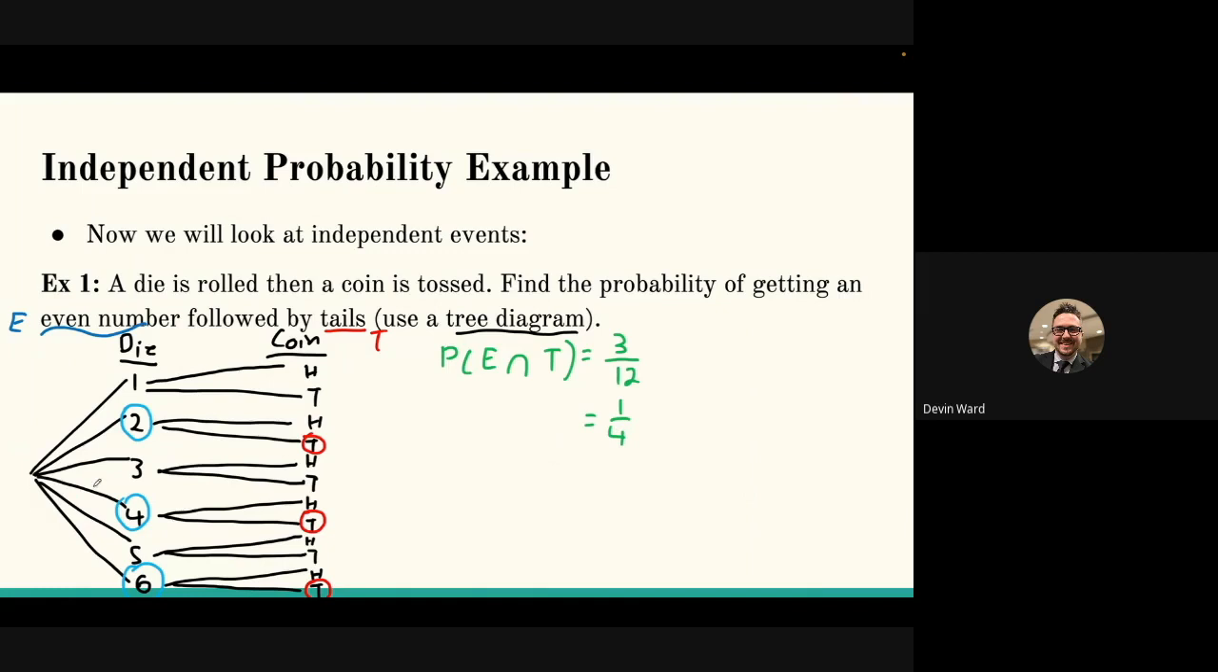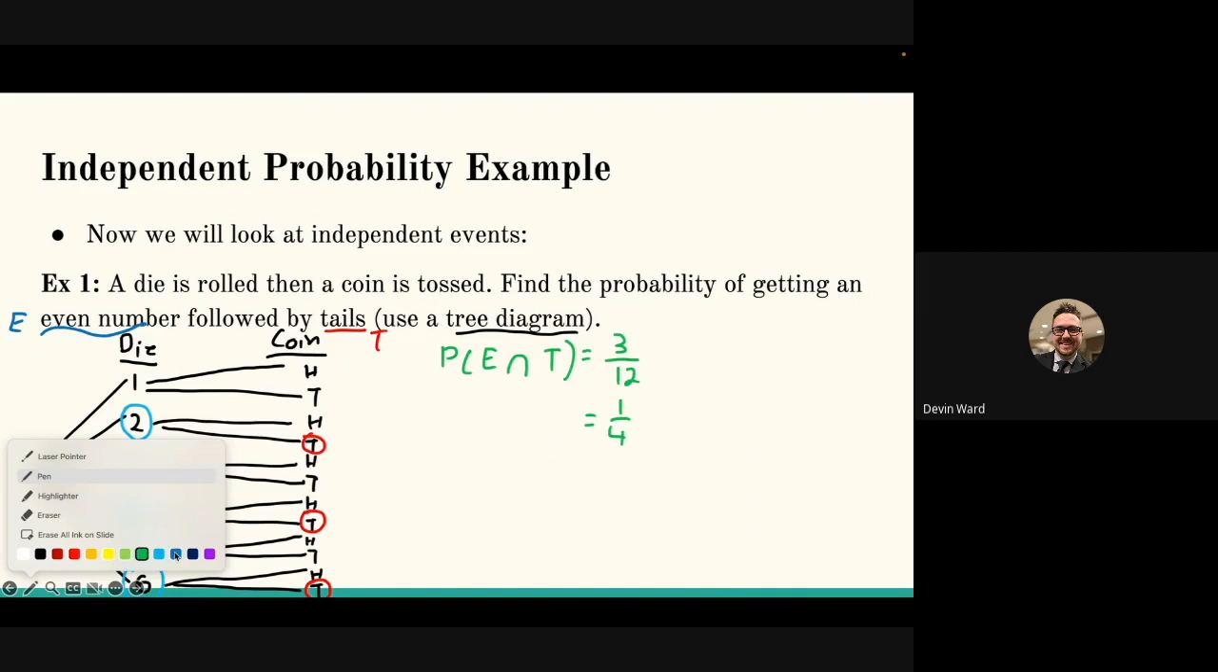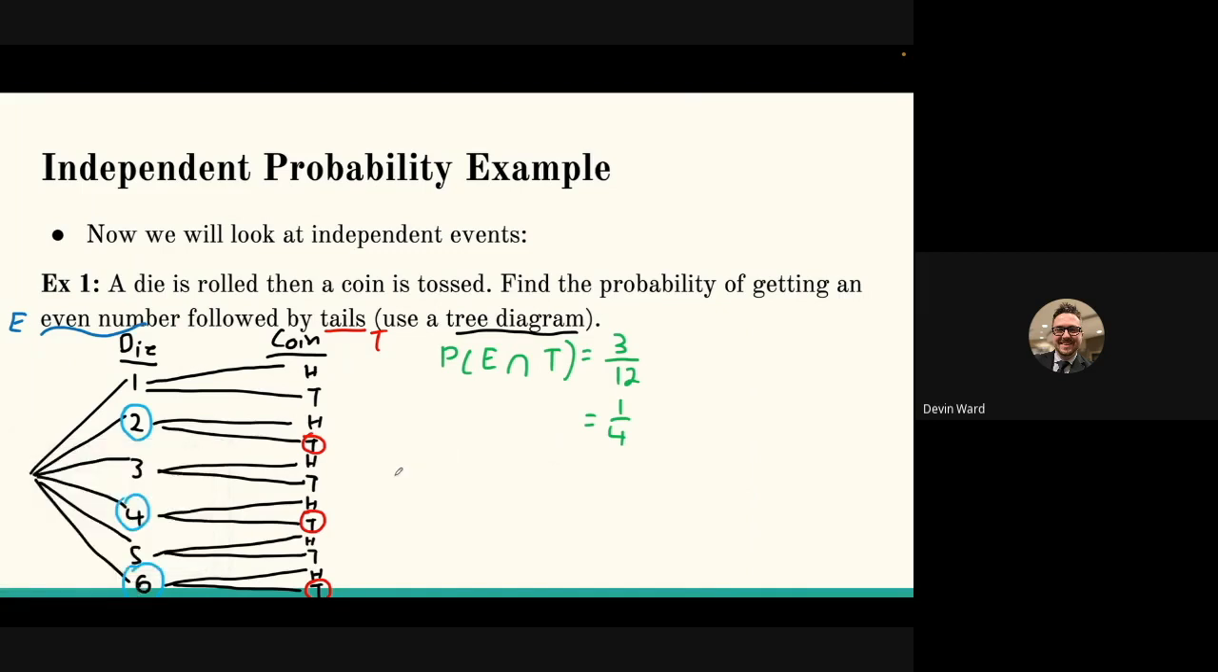It gets us our answer, or there is an easier way. Let's go back to blue. What we can do is get the probability of rolling an even number and then multiply that by the probability of getting tails.